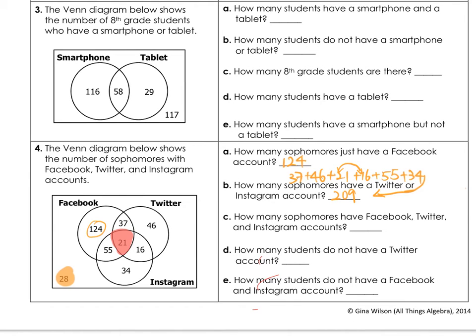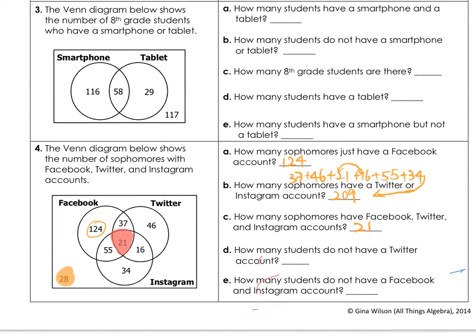All the other numbers represent either one of the circles or two circles. Only these 21 kids represent all three circles. So the answer is 21. D. How many students do not have a Twitter account?